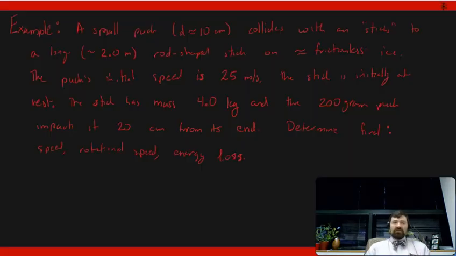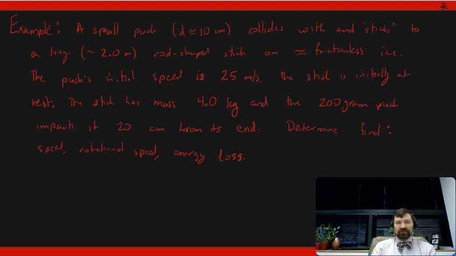For our example, we'll take a small puck colliding with a rod-shaped stick, and the two will be stuck together after the collision. We're given the initial speed of the puck, the stick's mass and length, and the location where the puck impacts the end of the stick. What we're trying to do is figure out the final speed, the rotation rate, and maybe the energy loss.